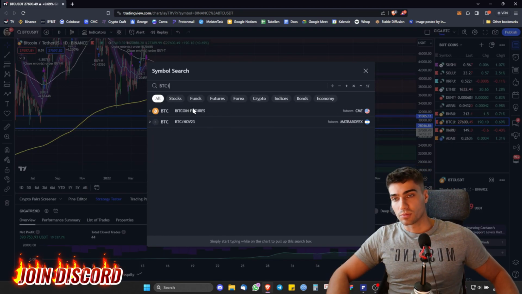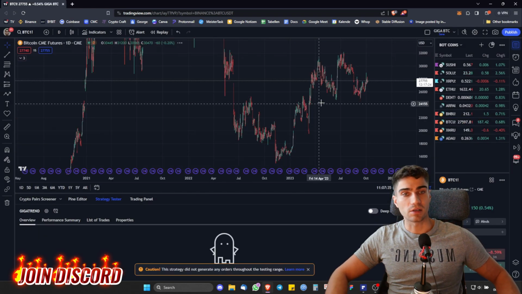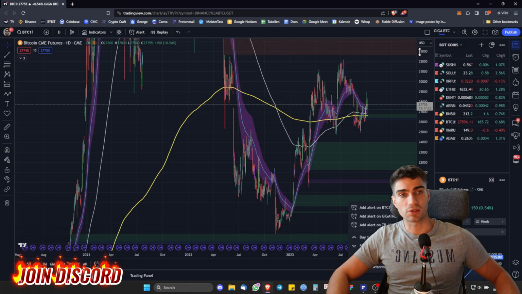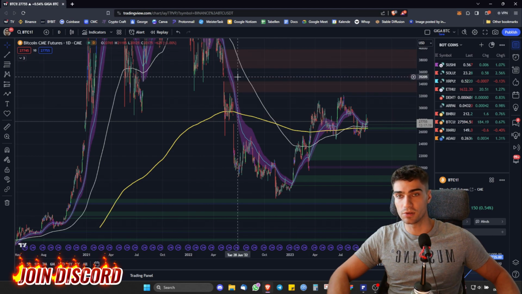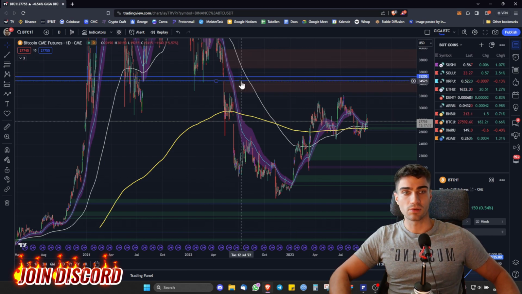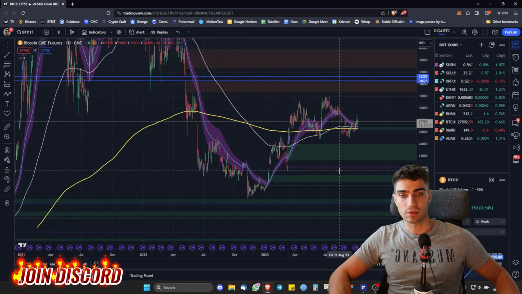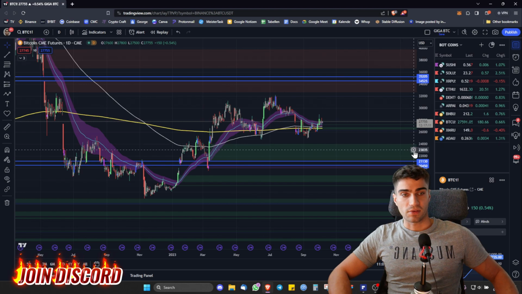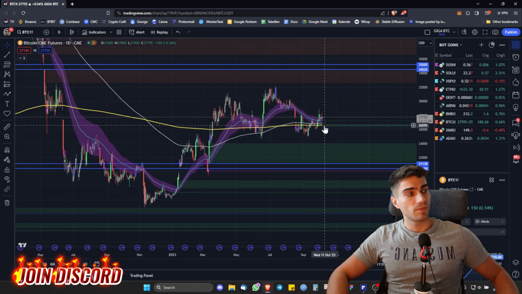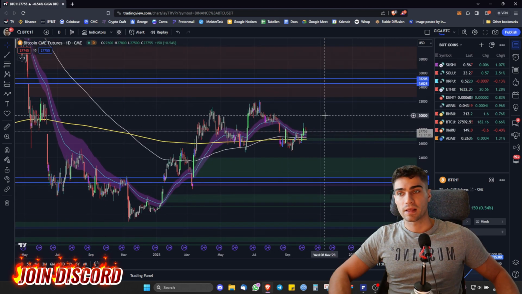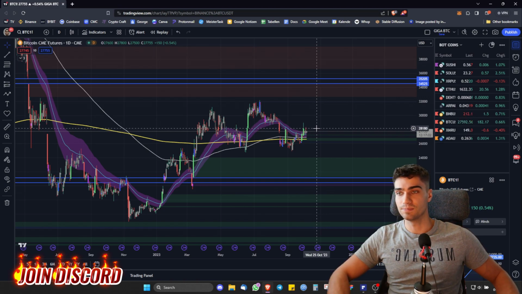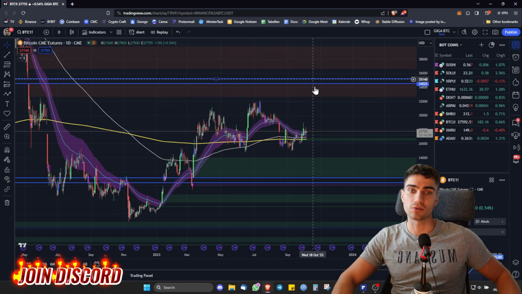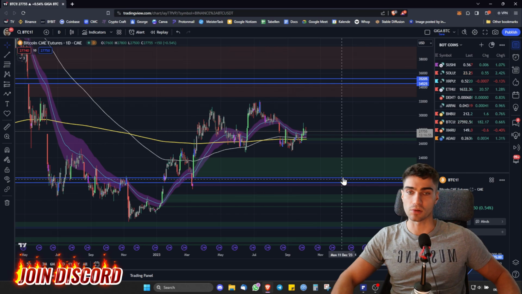For that, I'm going to open the Bitcoin futures chart. And as we all know, the CME futures gaps, there is one gap here between 34 and 35K and one gap at the bottom. Given the fact that we do have a bullish structure and a good long entry signal, it is a high possibility that we're going to fill this gap sooner than the gap below.